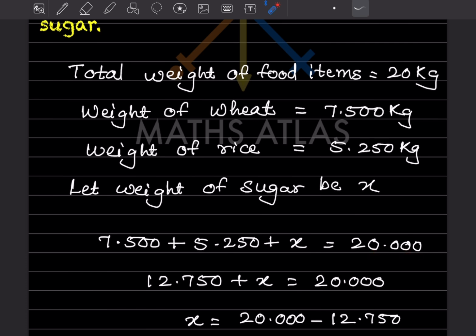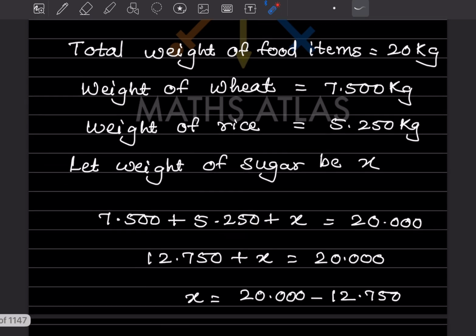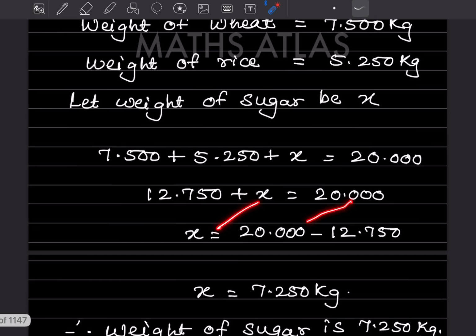I'll show you why. Because here after the decimal there are three numbers. So we can also put 20 with zeros, as I told you earlier, you can put any number of zeros, that doesn't change the answer. So this will be 12.750 plus x, that is 20.000. So x will be 20.000. This will go on the other side, that will be 12.750.